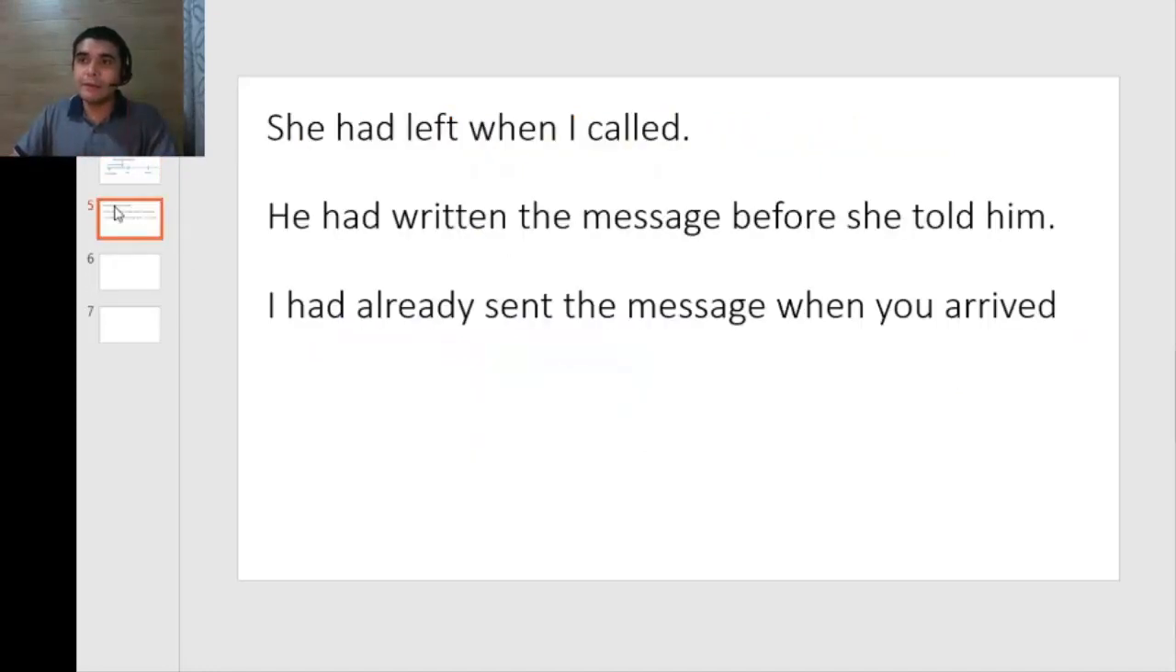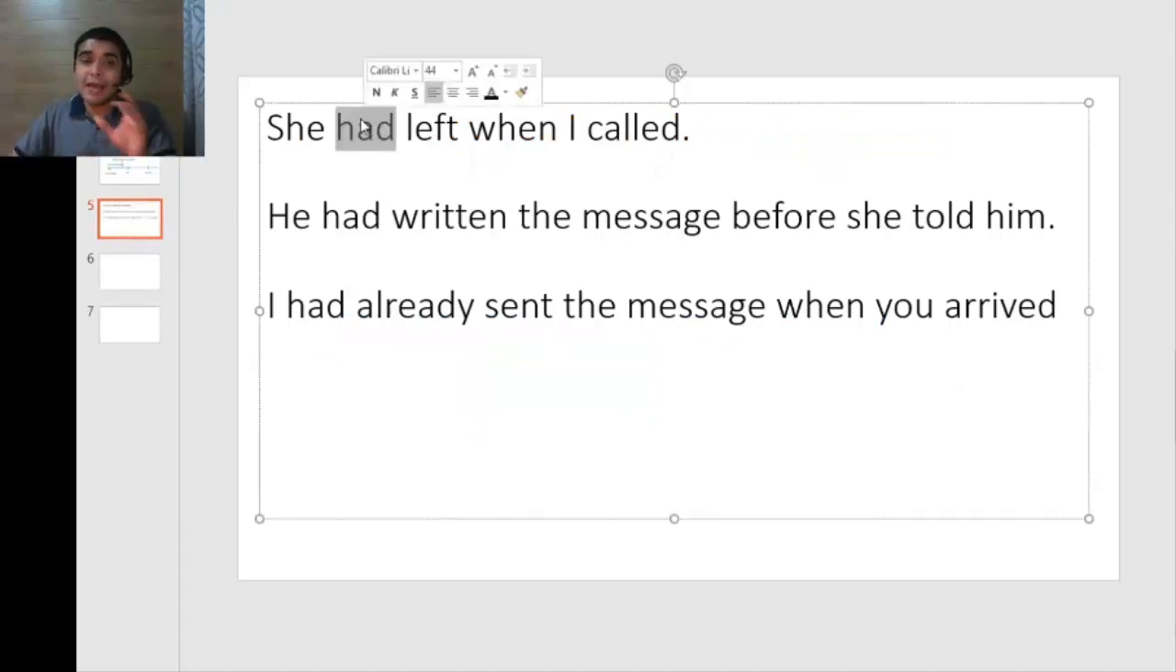Okay, we have, she had left when I called. If you see, I have had again as the auxiliary, the only auxiliary that we're going to use in past perfect. So that makes it easier than present perfect tense. We only use had. She had left, so that happened before the moment when I called. He had written the message before she told him. That's something that he did before the moment that she told him.